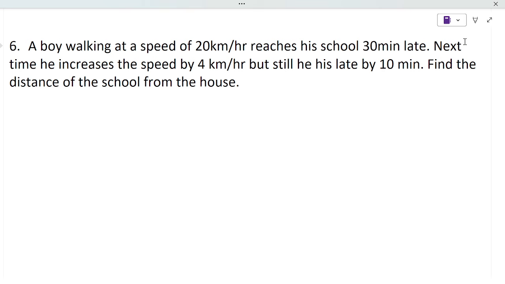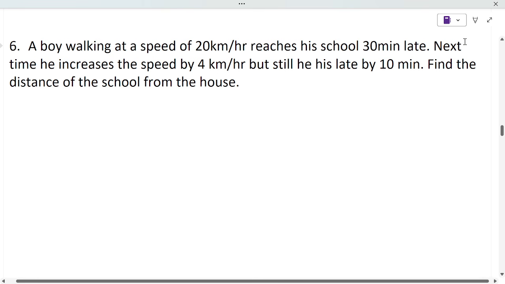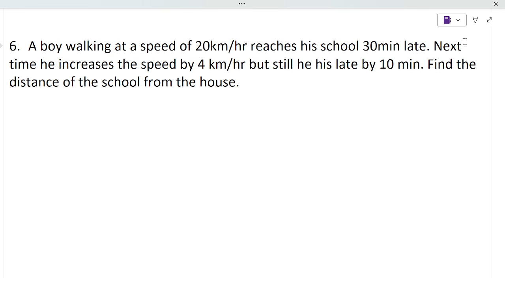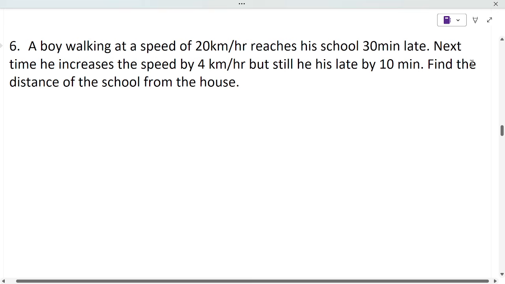A boy walking at a speed of 20 km per hour reaches his school 30 minutes late. Next time he increases the speed by 4 km per hour, but still he is late by 10 minutes.